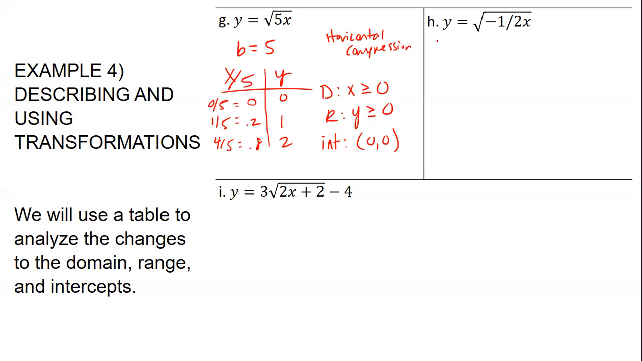Okay, this time our b value equals -1/2. So this time it's a horizontal stretch and a reflection. And we have a reflection in the y-axis.